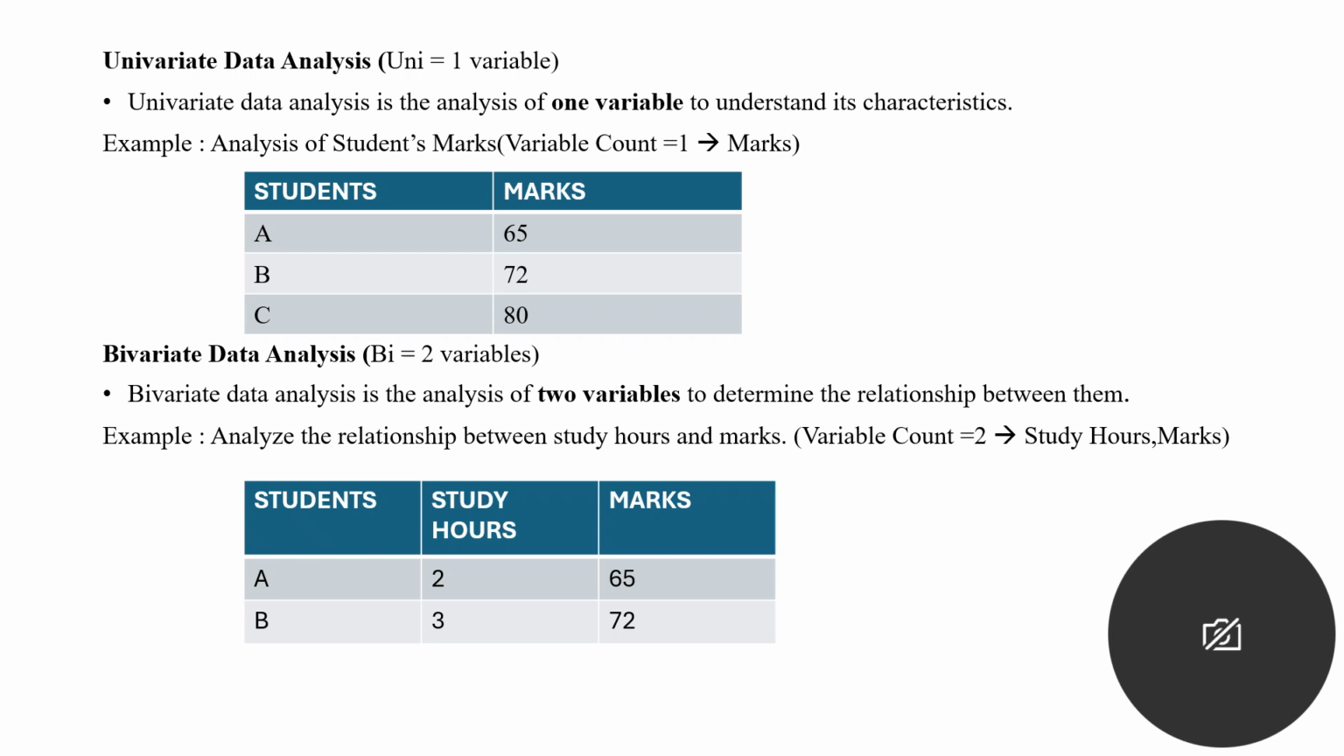Next is bivariate data analysis. Here bi means two. So we analyze two variables and study the relationship between them. For example, we can take study hours and marks. Here we have two variables. So this is called bivariate data analysis. The main purpose of bivariate data analysis is to understand whether there is a relationship or association between two variables.